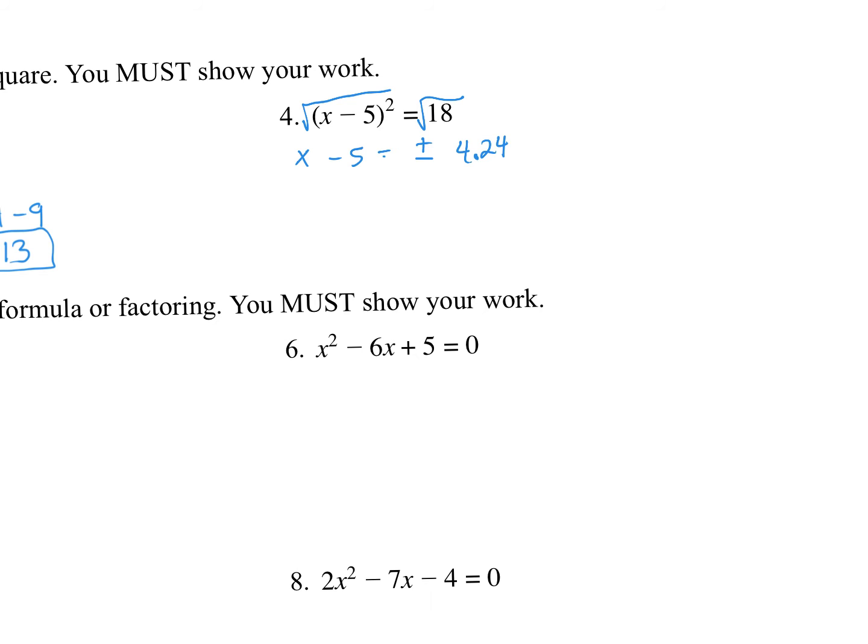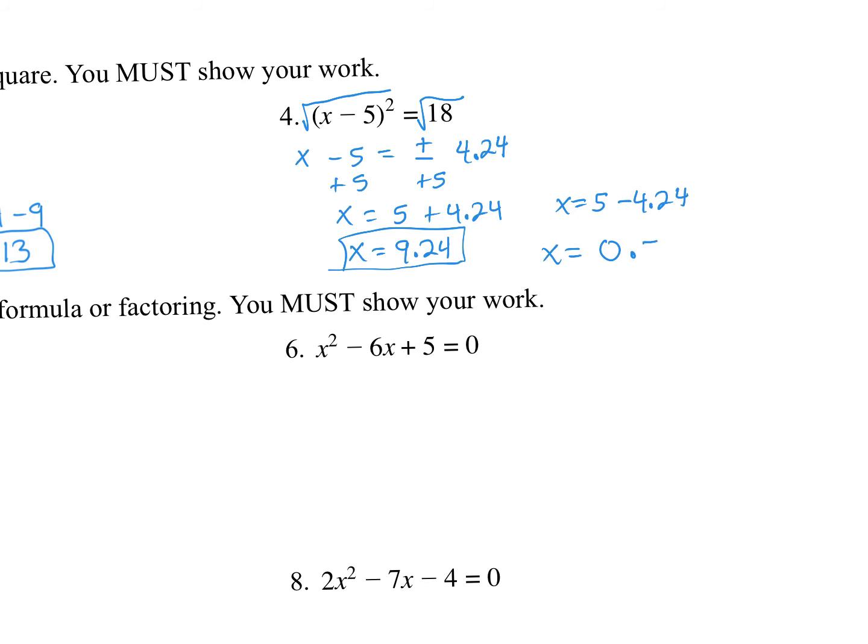x minus 5 is plus or minus 4.24. Add 5 to both sides. So then x equals 5 plus 4.24, and x equals 5 minus 4.24. I'm going to solve by combining them. So x equals 9.24 as one, and x equals 0.76 for the other one.